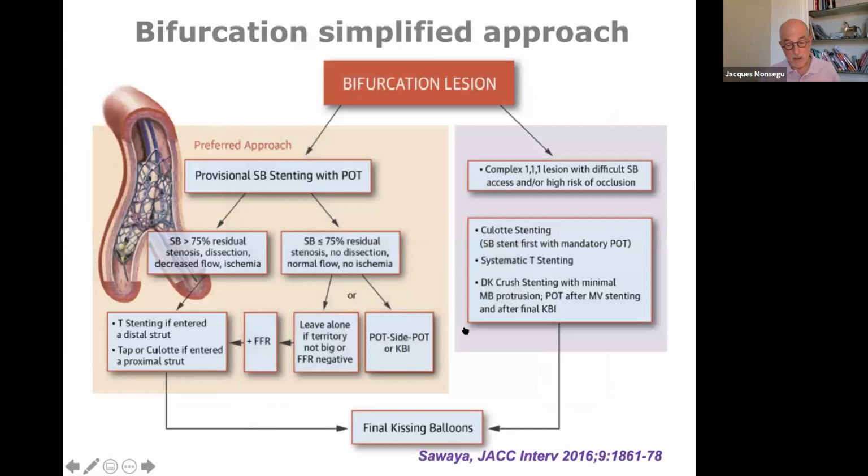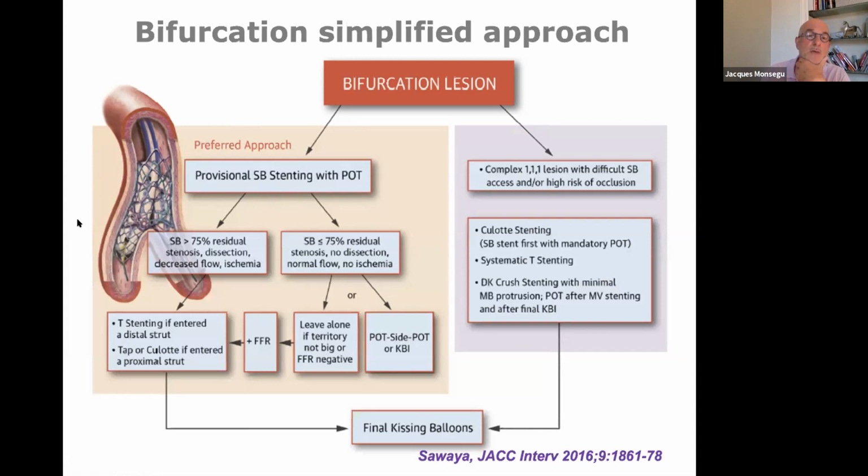So to summarize, the provisional approach is preferred except in patients with complex lesions, bifurcation with difficult access, and high risk of occlusion of the side branch. And of course, provisional side branch stenting with POT is the preferred approach.